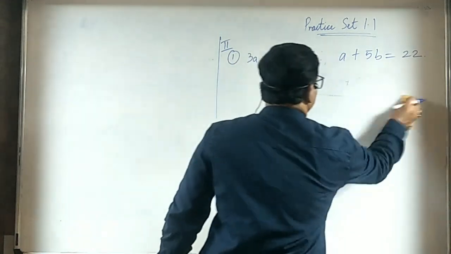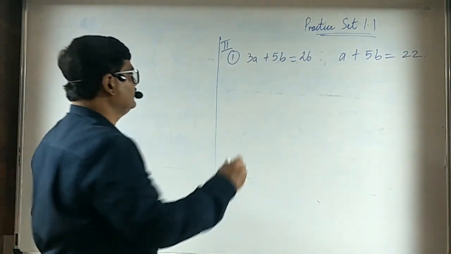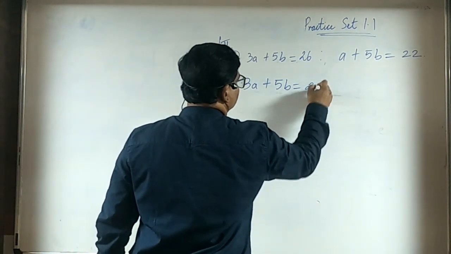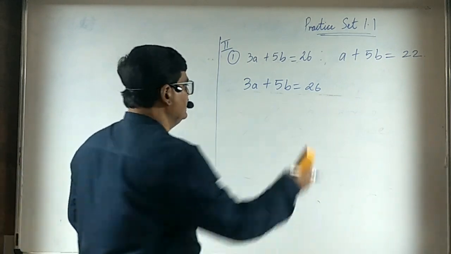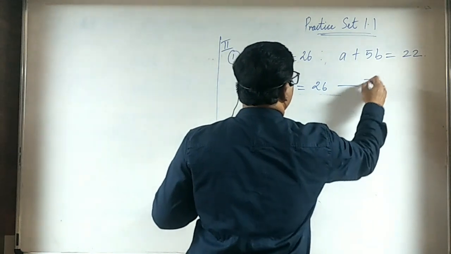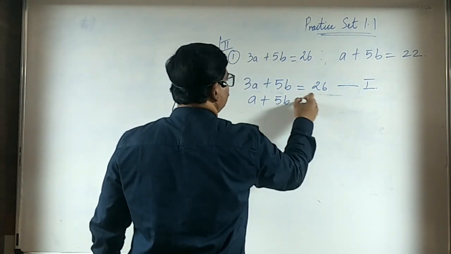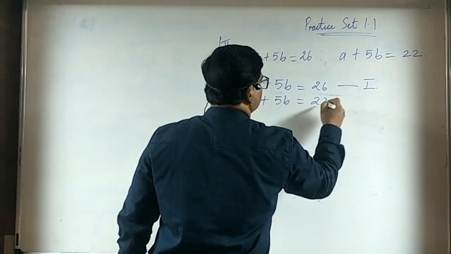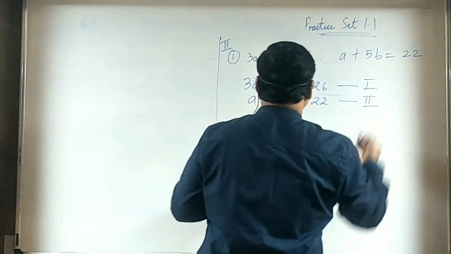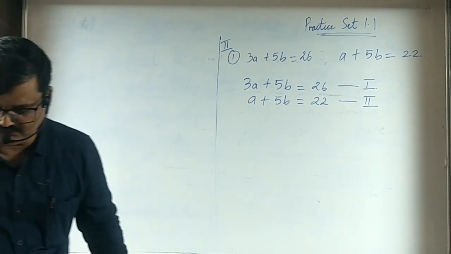Now let's try solving this. 3a plus 5b is equal to 26, I'll write it a little far apart so you can understand. This is equation number 1. And a plus 5b is equal to 22 is equation number 2. Now I'll give you the important tips for how to solve this.